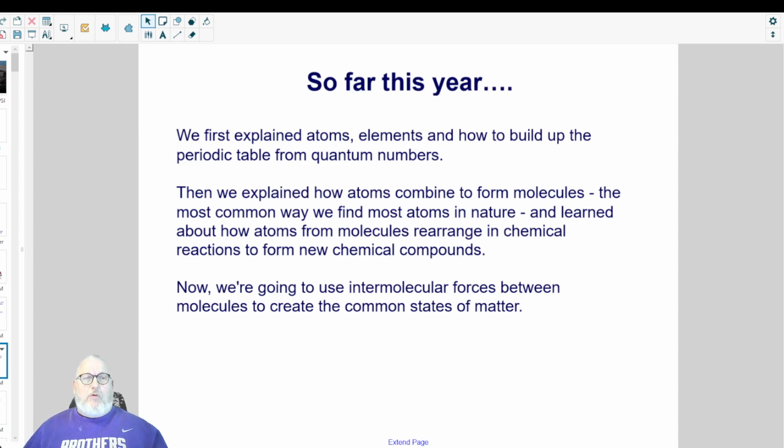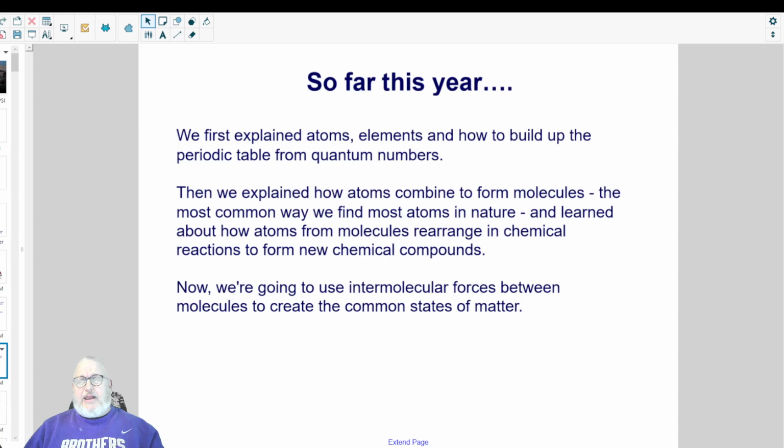So think about what we've learned so far in the first part of the year. We explained particles, atoms, and elements, and we understood how they build up the periodic table from quantum numbers and some from subparticles. We understand a little bit about quantum numbers, S's, P's, D's, and F's. Atomic numbers, atomic masses, relative atomic masses, things we've touched on and explored.